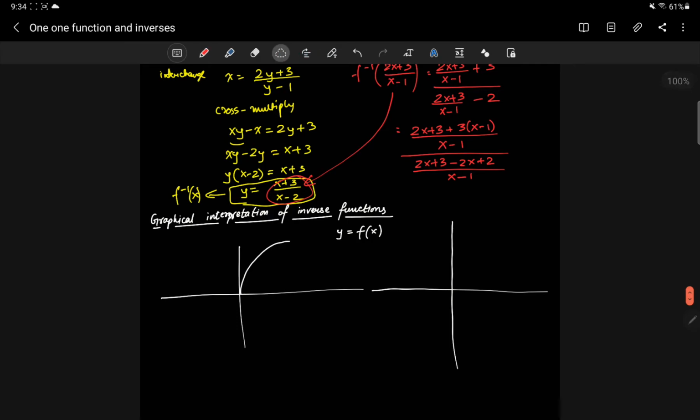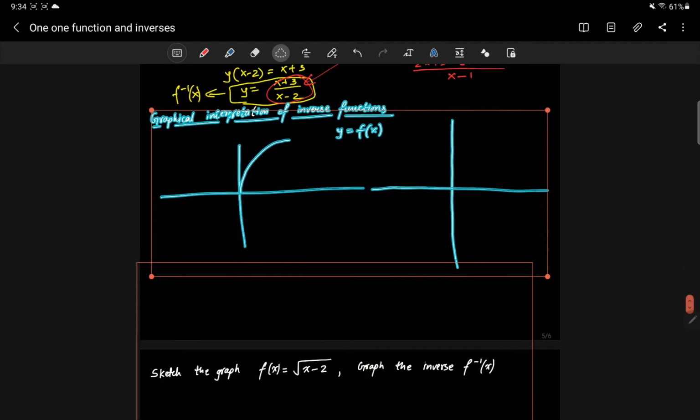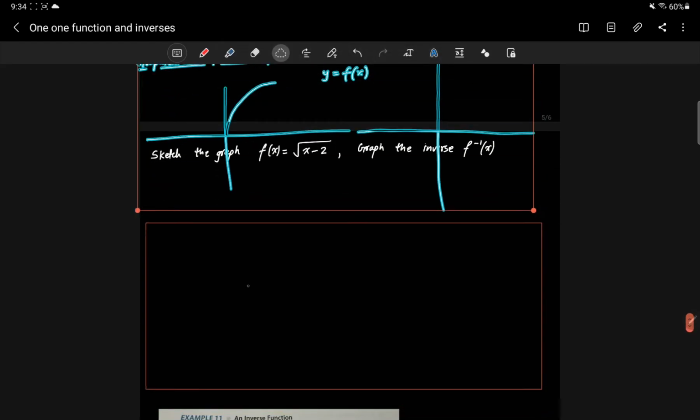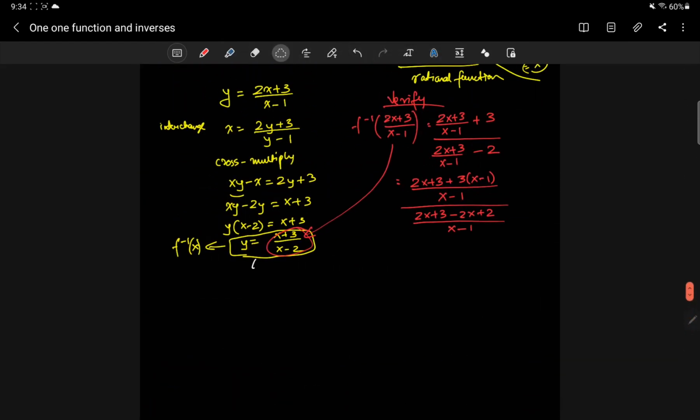Okay, maybe it looks like I need more space for this. Okay, we'll deal with that later.